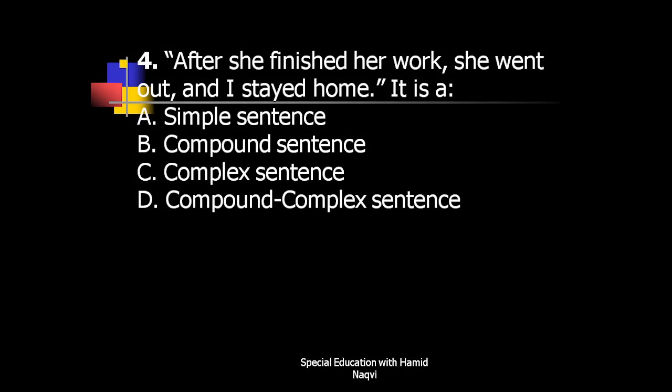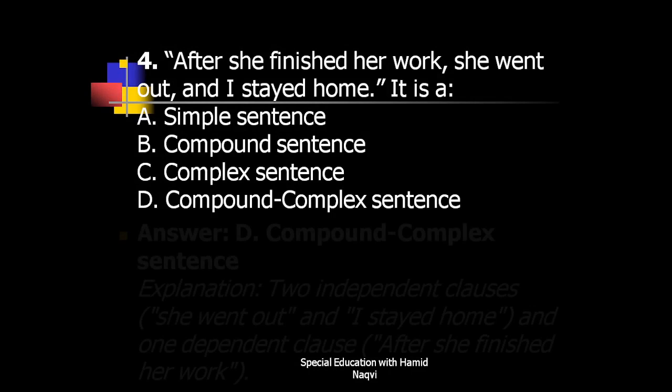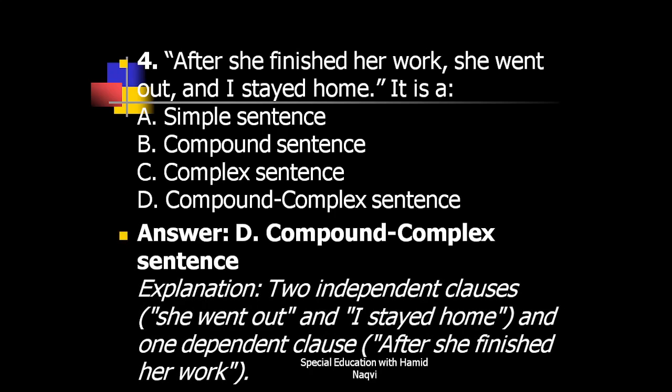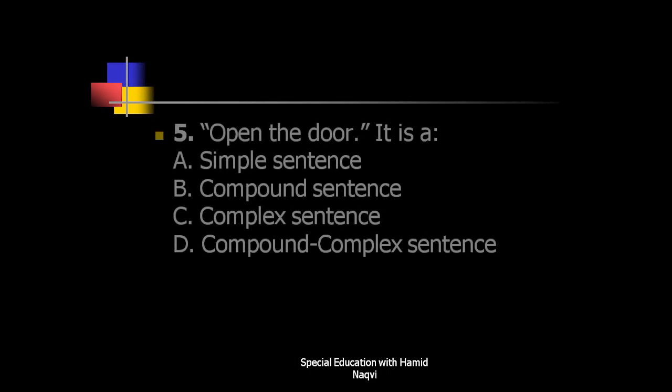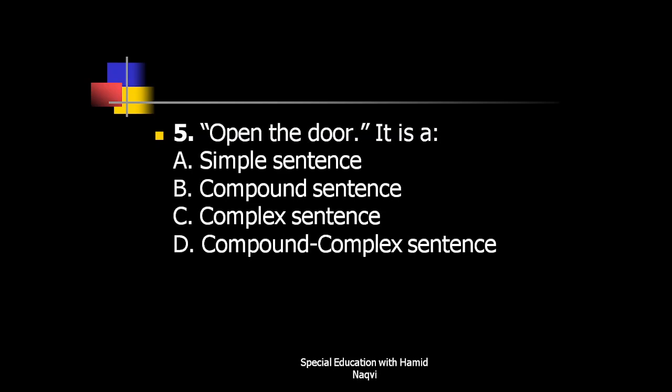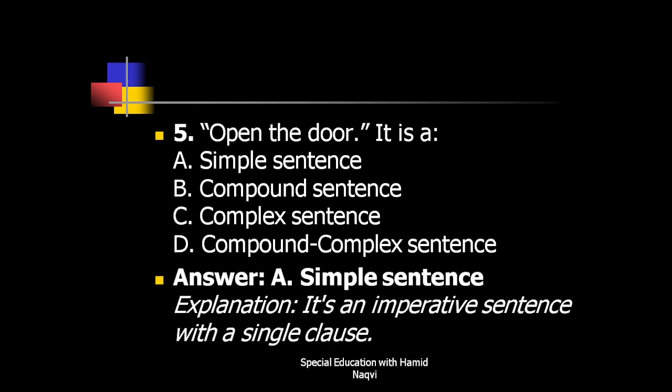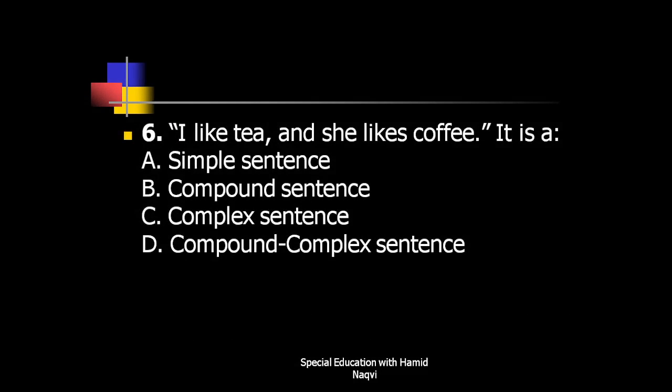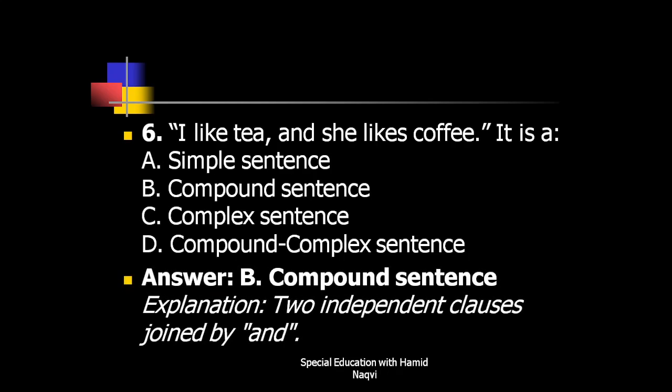After she finished her work, she went out and I stayed home. Which type of sentence is it? It is a compound complex sentence. And the reason: two independent clauses, she went out and I stayed home, and one dependent clause, that is, after she finished her work. Open the door. Which type of sentence is it? Very simple. It is a simple sentence. I like tea and she likes coffee. Which type of sentence is it? It is a compound sentence because two independent clauses are joined by and.